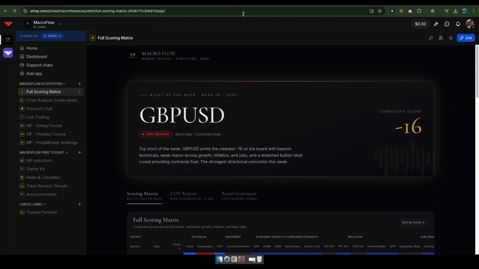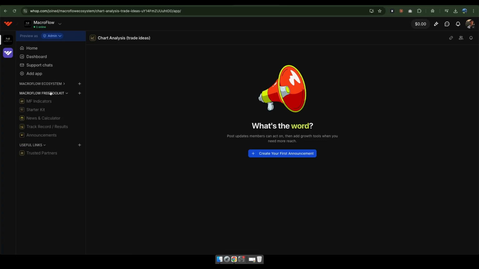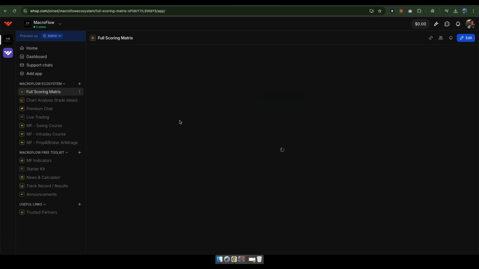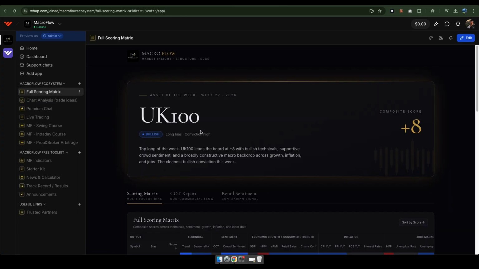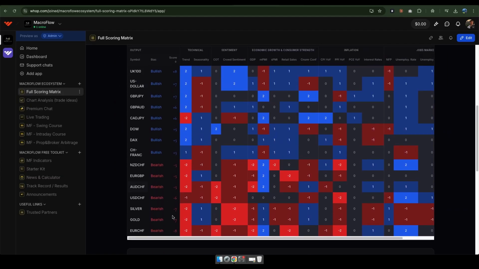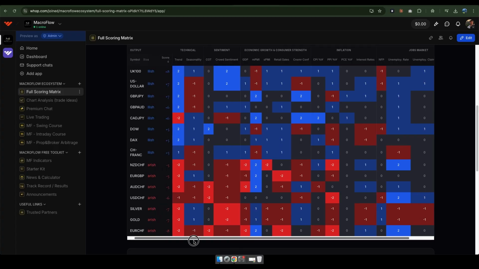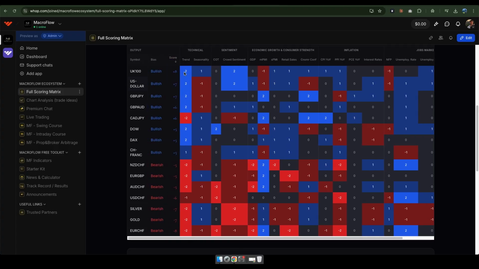So as always, I come to my full scoring matrix. This is my community. You can download the free indicator here. Let me update it. And as you can see, we have the full scoring matrix for this week. So we have the list of tradable assets based on all of these items that give a score. And the sum of this score gives me possible setups for the week. So for example, EURCHF is pretty bearish and UK 100 is pretty bullish.